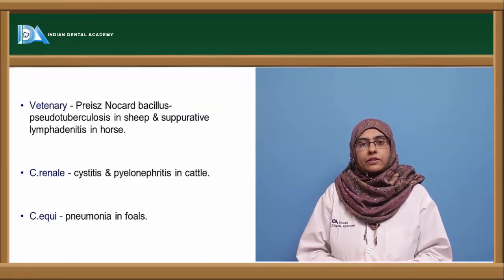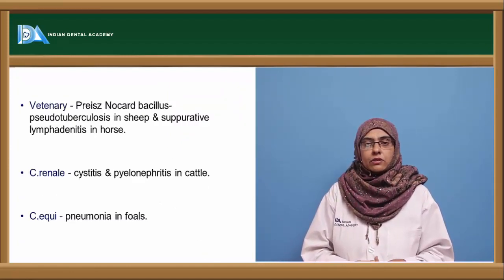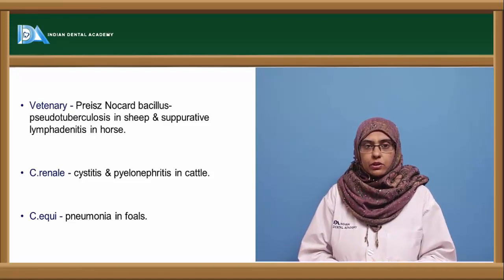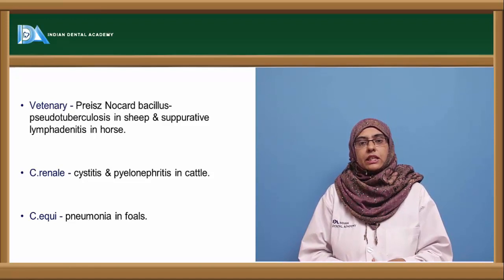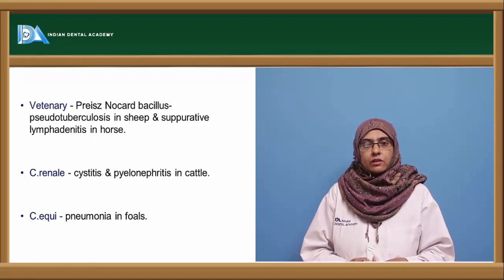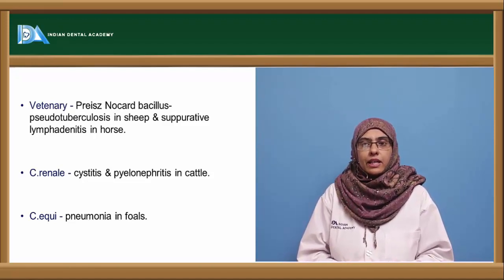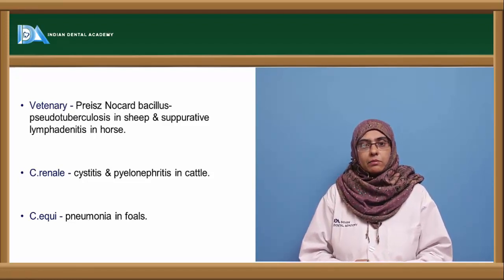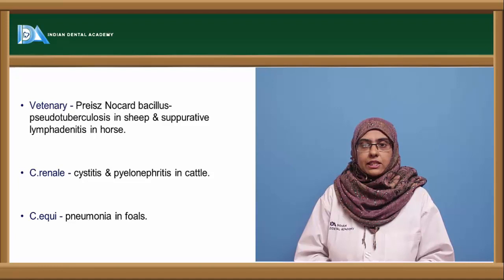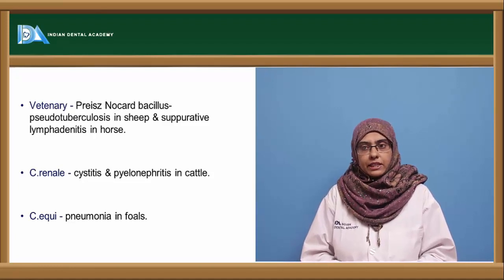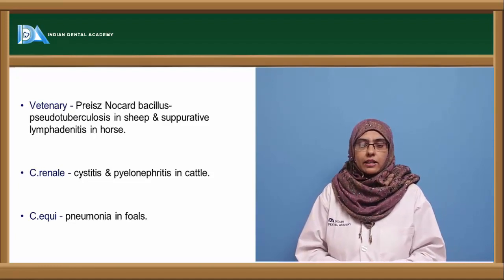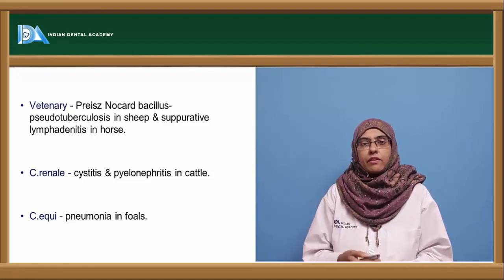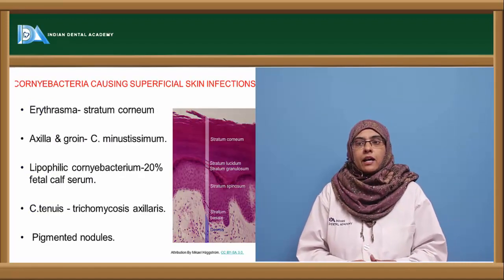The organism involved in veterinary diseases is called Preisz-Nocard bacillus, also called Corynebacterium pseudotuberculosis, which is seen in sheep and also in suppurative lymphadenitis in the horse. And we have Corynebacterium renale, causing cystitis and pyelonephritis in cattle, and Corynebacterium equi, isolated from foals suffering from pneumonia.